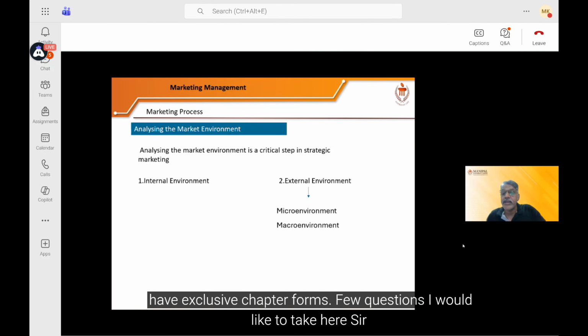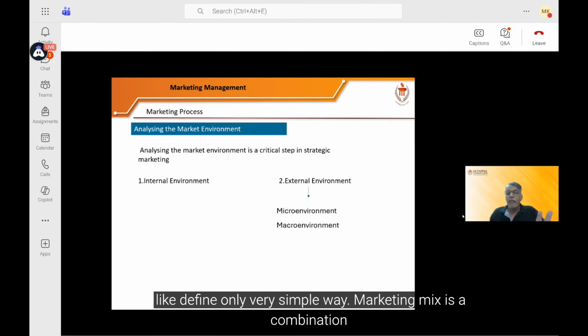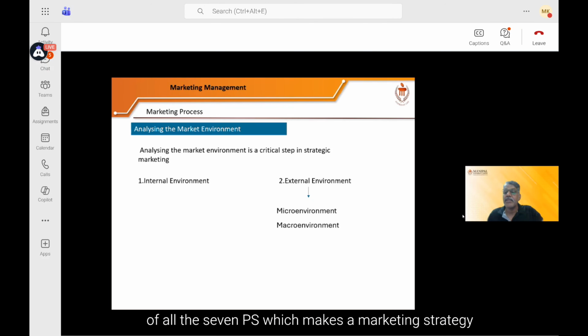Few questions I would like to take here. Sir, can we define marketing mix in a simple way? Jadhav Sudarshan, yes, I like to define it in a very simple way. Marketing mix is a combination of all the 7 P's, which makes a marketing strategy a success.